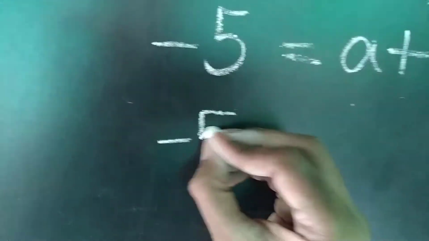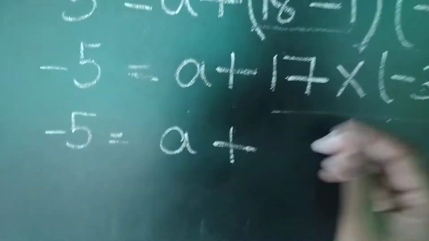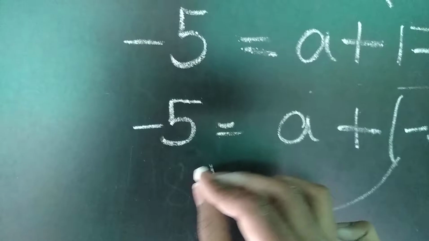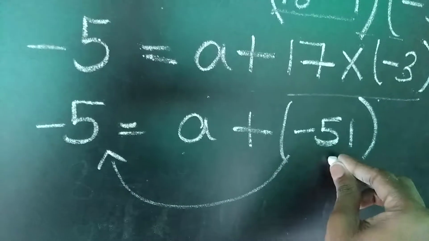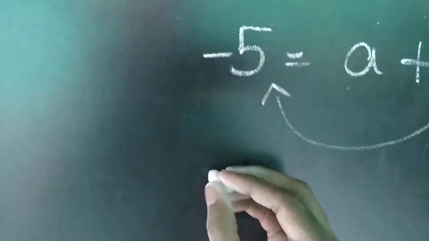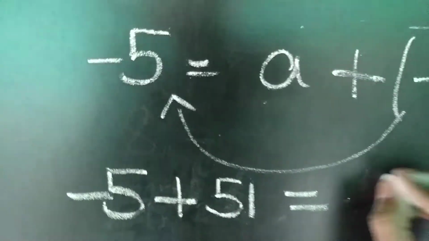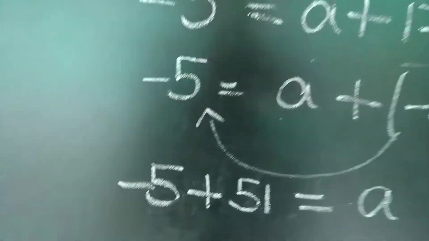So retain everything as it is: minus 5 equals A plus. What is 17 into minus 3? It is minus 51. So shift this minus 51 to that side in order to get the first term A. If minus 51 goes there, it will become plus 51. So minus 5 is there as it is, plus 51. Then in the RHS only A will be there if we shift the minus 51 towards the LHS.